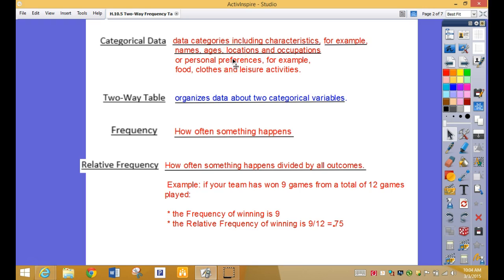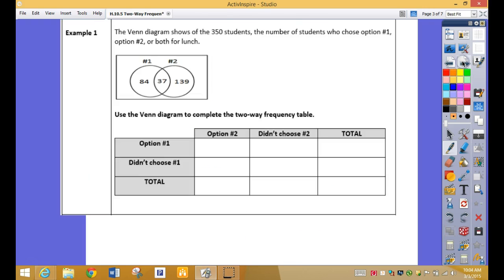A frequency, how often something happens. So then when you do a relative frequency table, it's how often something happens divided by the total outcomes. And in a relative frequency table, your table is all decimals, and your total on a relative frequency table is 1, where on a two-way table, your total varies. Could be 100, could be 350, could be 1,000, who knows? It varies. All right, let's practice.